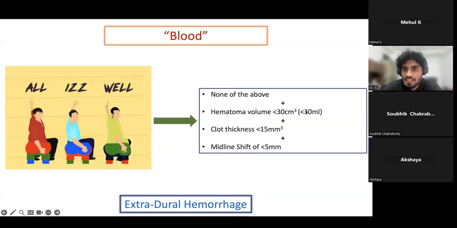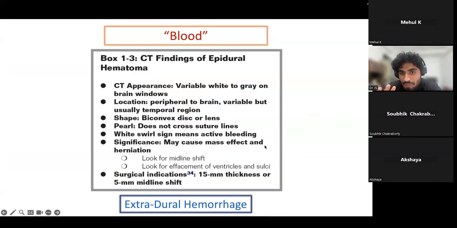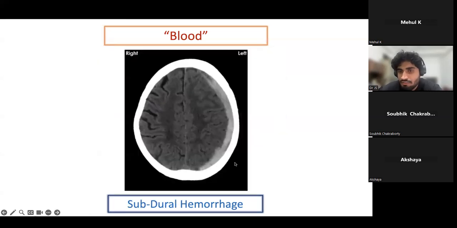Okay, so this is the EDH part, and we should also look for hematoma volume being less than this and midline shift of this. Then we will go with conservative management as well. Based on the patients, serial imaging will be done continuously in those patients. We look for midline shift, and there are other terms known as effacement and enlargement of the ventricles, which we'll discuss later on.